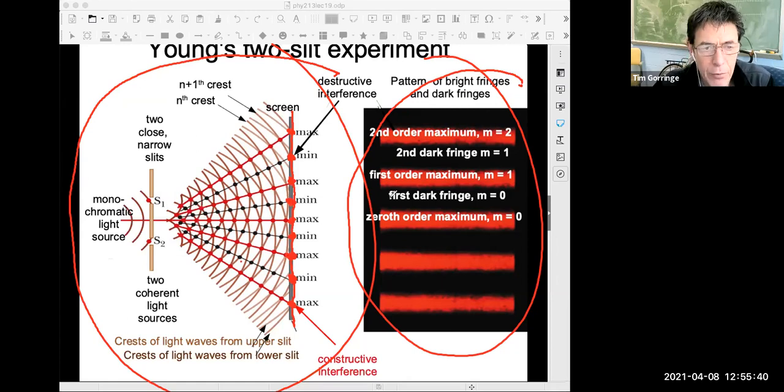And we label them with numbers. This one in the center is the 0th order maximum bright fringe. Up and below it are the 1st order bright fringes. Up and below them are the 2nd order bright fringes. And then the two dark fringes that are neighbors of the central bright fringe are called the 0th order dark fringes. Then the next ones above and below them are the 1st order dark fringes, and so on and so forth. So these numbers here, m equals 2, m equals 1, m equals 0, are just the labels that we give, so you and I can chat about which bright fringe or which dark fringe we're talking about.